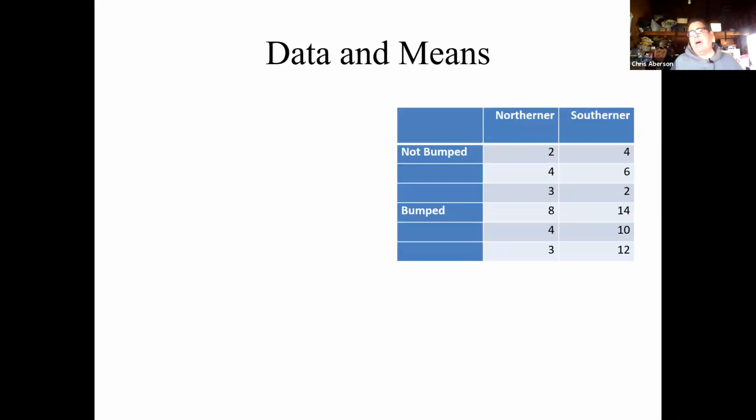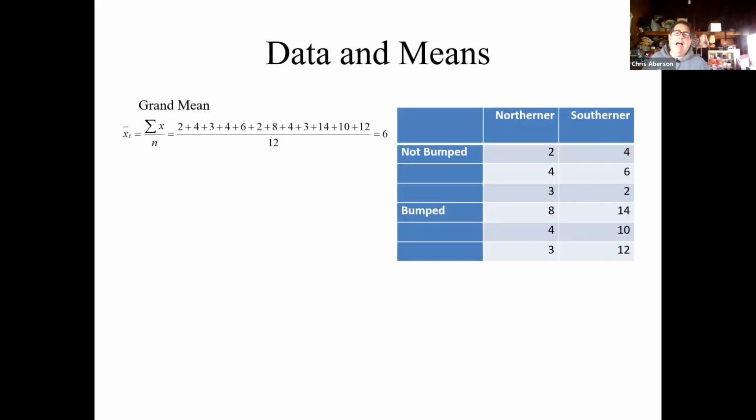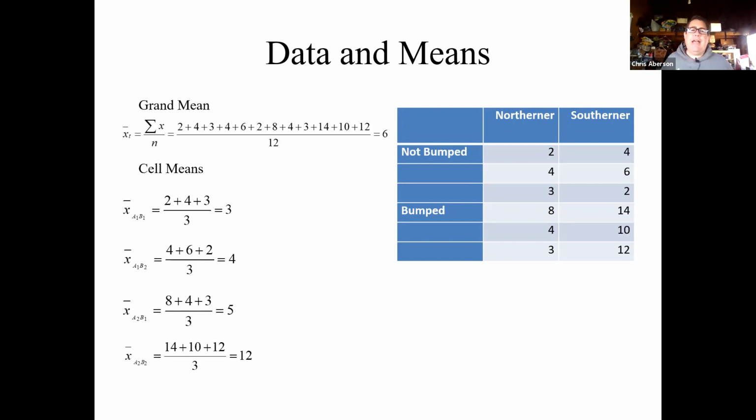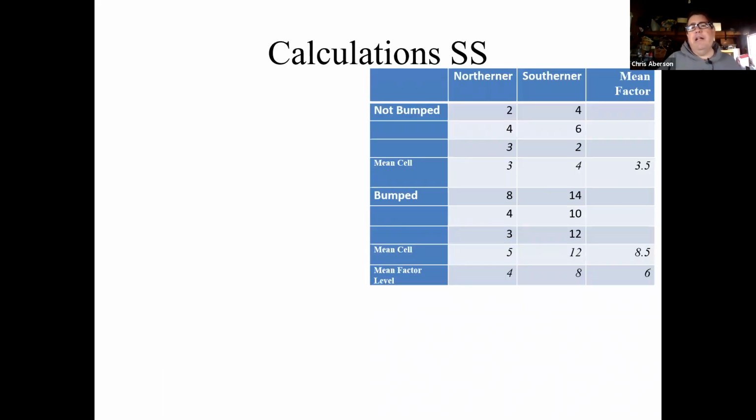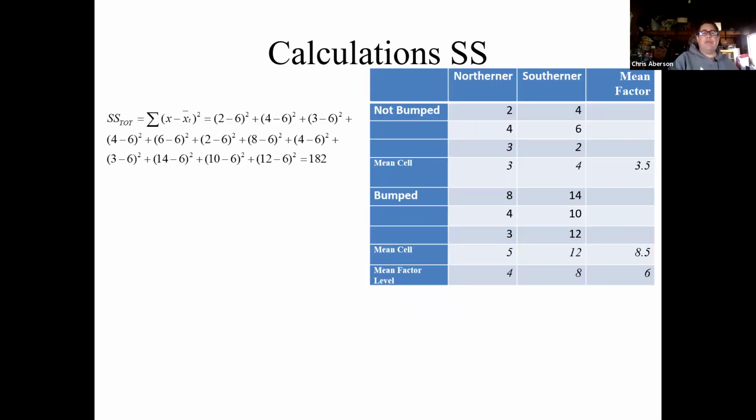You can see a small data example here. You can calculate the grand mean, and then we have all the different cell means. And then the factor means, these are the means for the main effects. So the first step here is just getting all those things in order, calculating the means. Again, that's not hard. It's just getting used to the notation. The math is pretty straightforward.